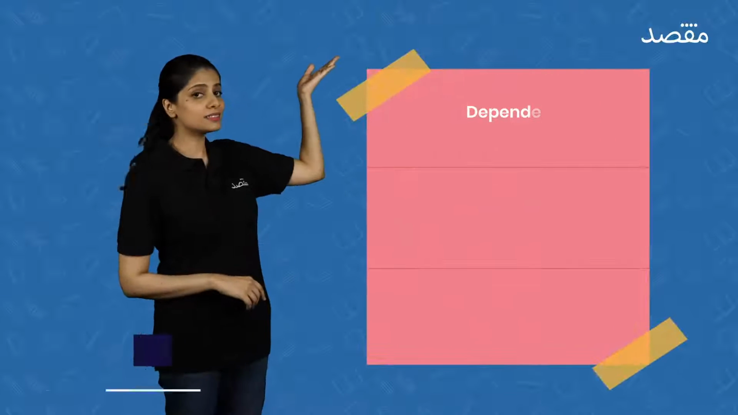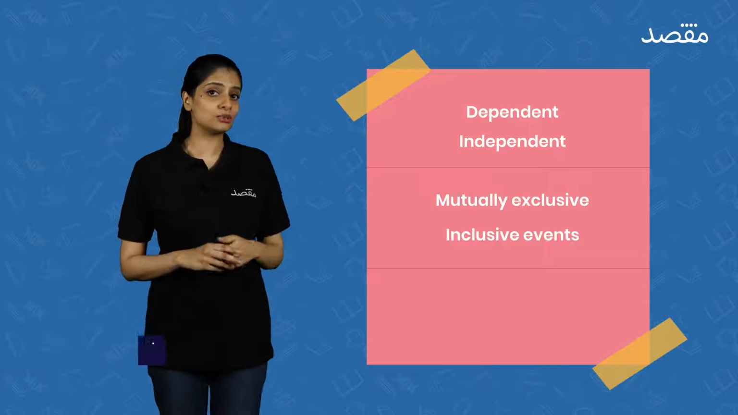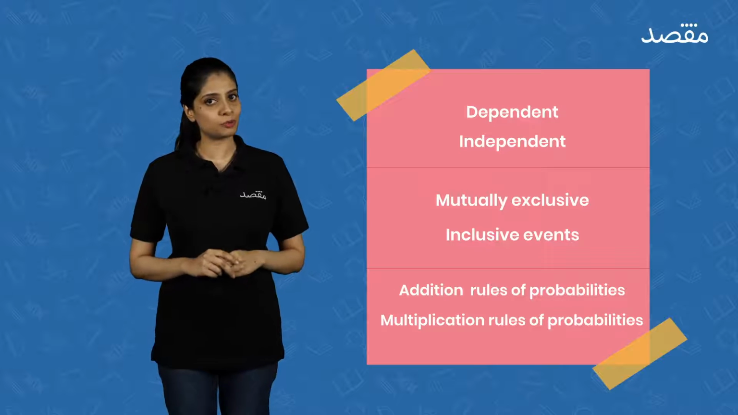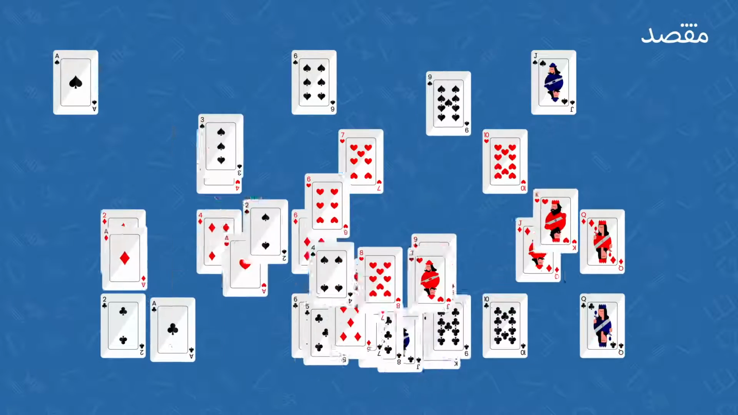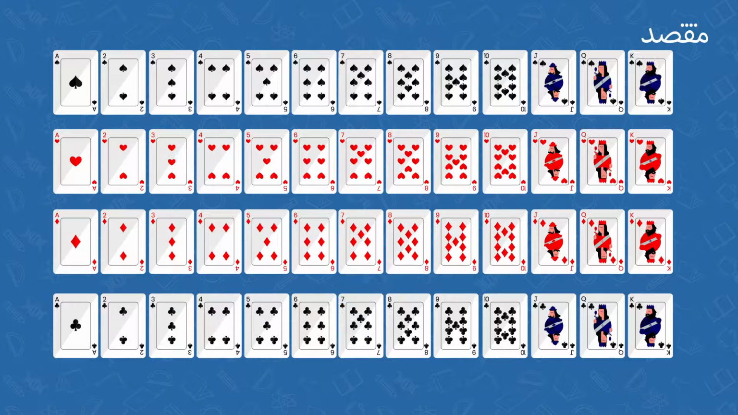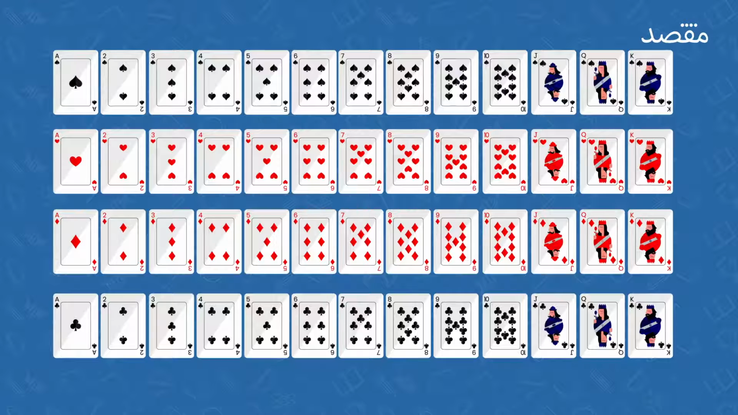To see how dependent, independent, mutually exclusive and inclusive events give rise to addition and multiplication rules of probabilities, let's see a few examples in this video. Suppose a card is drawn from a deck of 52 playing cards. क्या probability है कि हमको एक king या queen मिलेगा? Let's see how we can figure this out.